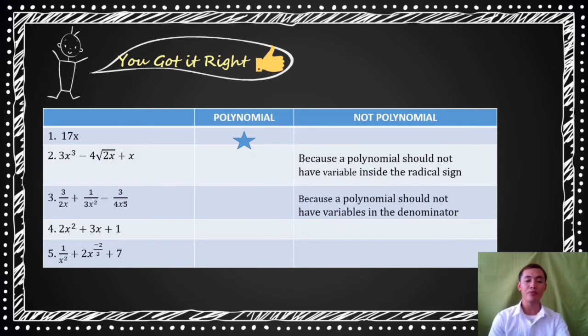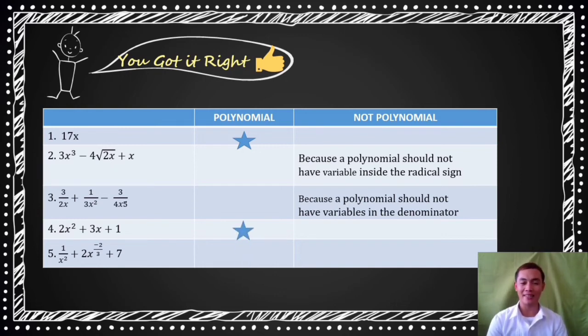Number 3. Not polynomial also. Why? Is it because a polynomial should not have variables in the denominator? As you observe, in the denominator there is a variable. For 3 over 2x, there is x. For 1 over x squared, there is x. And also 3 over 4x to the 5, there is always a variable. Then it's considered not polynomial.